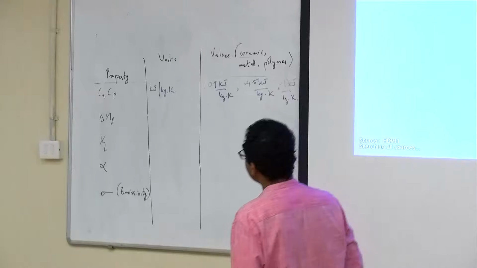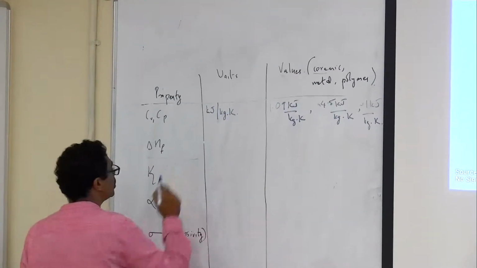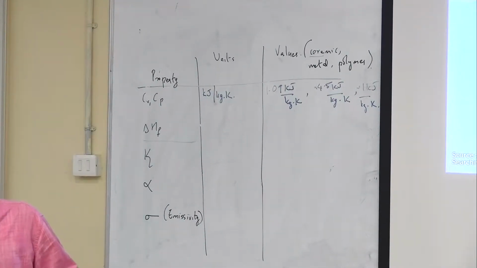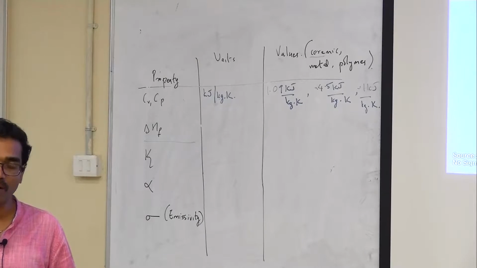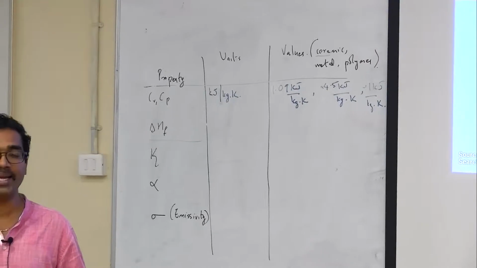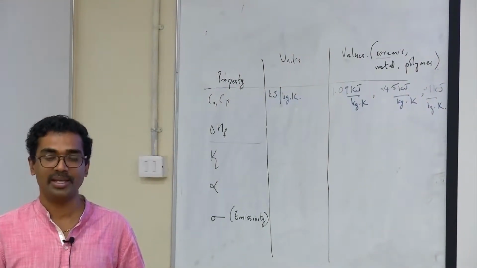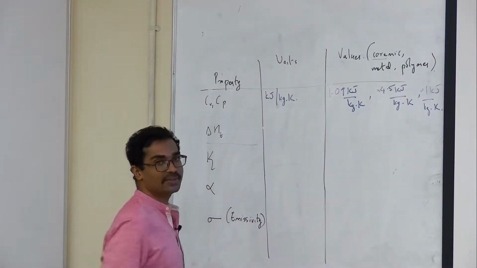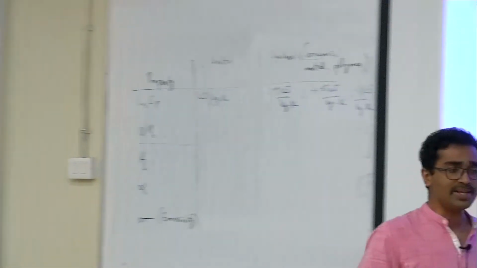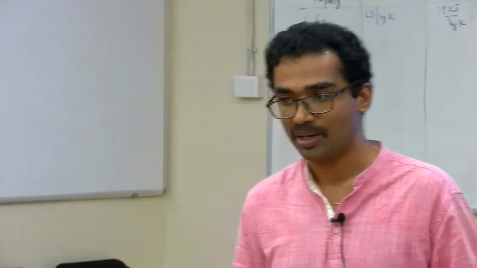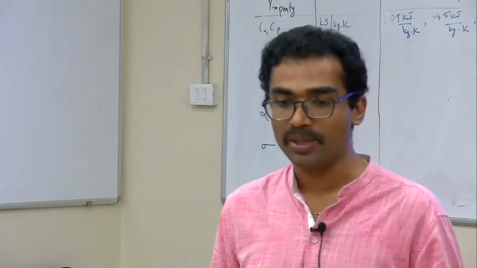Okay, next, delta HF. You choose, let us say, melting, melt transformation. So melting of ceramic, melting of metal, and melting of a polymer. And let us look at the delta HF, the heat of transformation, delta HT, associated with it. Delta H, from your high school chemistry, I want you to remember it is enthalpy change. So we are talking about an enthalpy of transformation.